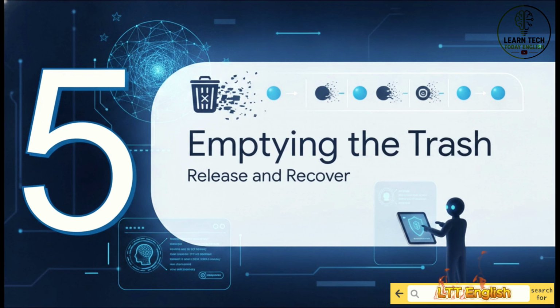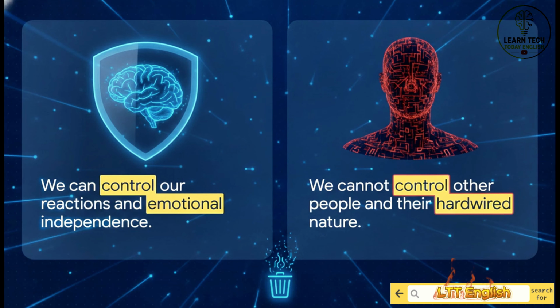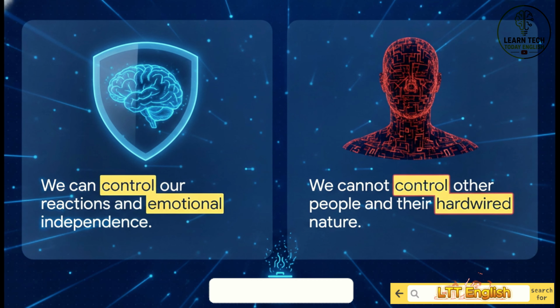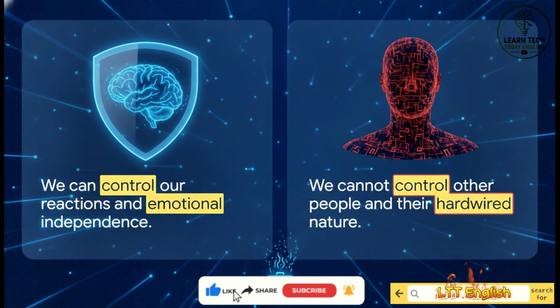Which brings us to step 5, emptying the trash. Our final R, release and recover. Let's face it, sometimes a toxic memory isn't just a bug you can fix. It's a virus that needs to be completely deleted. But to release a painful memory caused by someone else, we have to accept a fundamental reality. We cannot change other people. Their core nature is hardwired from years of repeated action. By accepting this and choosing not to waste energy seeking explanations from them, we can hit empty trash on that toxic memory, allowing our system to finally recover.